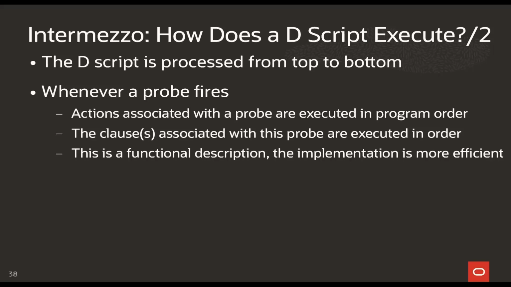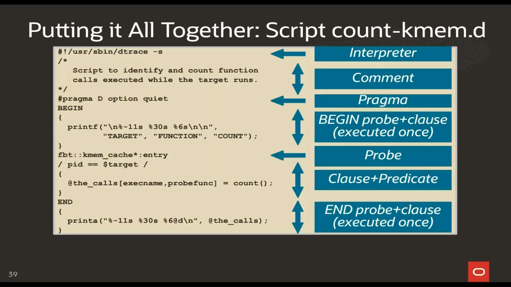I also should mention that in order to make this efficient, quite some implementation optimization has been done to make this work very well. This is the full script. I call it count-kmem.d. Putting it all together, I'll do that fairly quickly. We've seen all the components already. The first line is the interpreter. Then we have some comment, the pragma, the begin probe, what I call the core probe with the kmem_cache probes, and then the end probe.